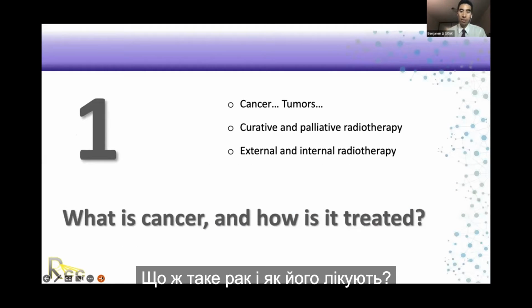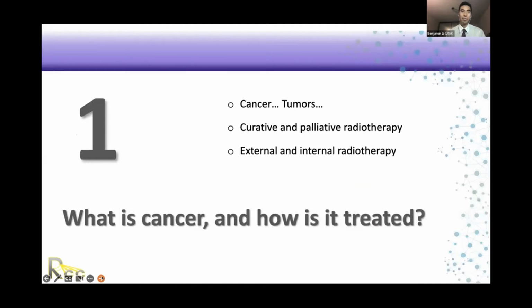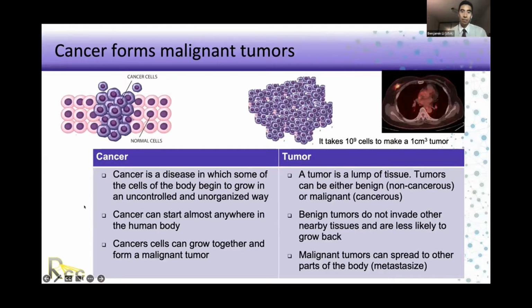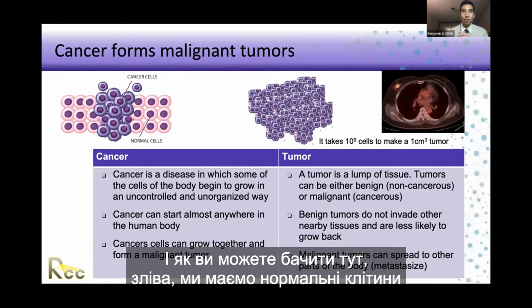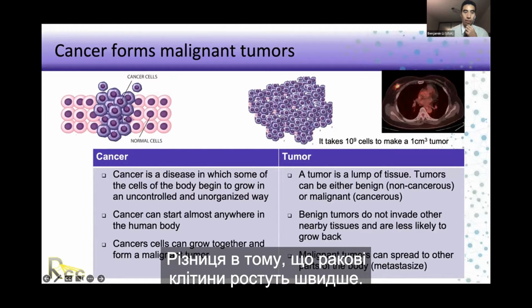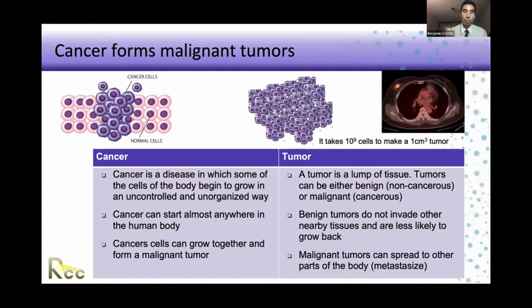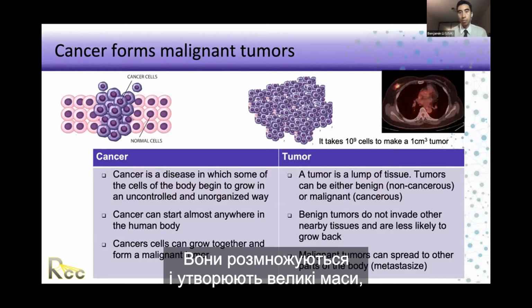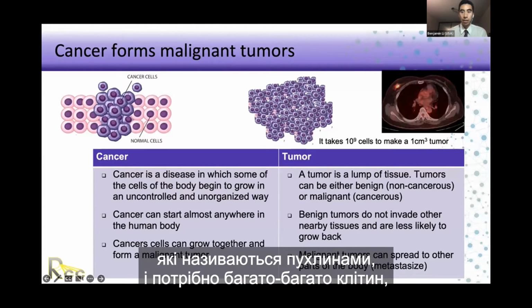So what is cancer and how is it treated? Cancer is accumulation of cells. And as you can see here, on the left side, we have normal cells and we have cancer cells. So the difference is that cancer cells grow more rapidly. They populate and form large masses called tumors.